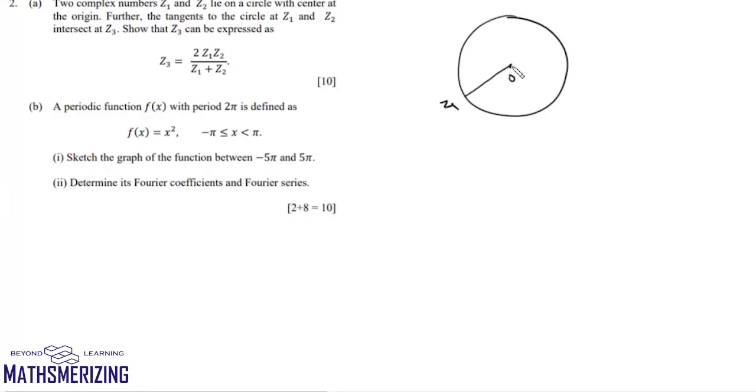So we have a circle whose center is at origin and 2 points are z1 and z2. The tangents to the circle at z1 and z2 intersect at z3. So we draw tangents at z1 and z2 and they intersect at this point, which is z3. So this is 90. Suppose this angle is theta, this angle will be pi minus theta.